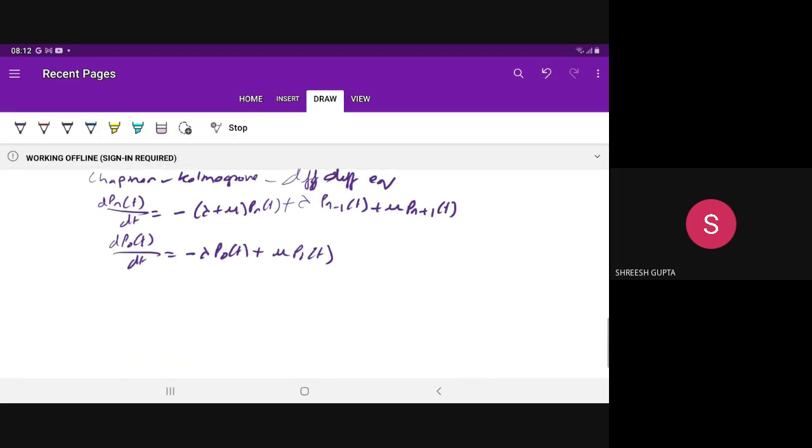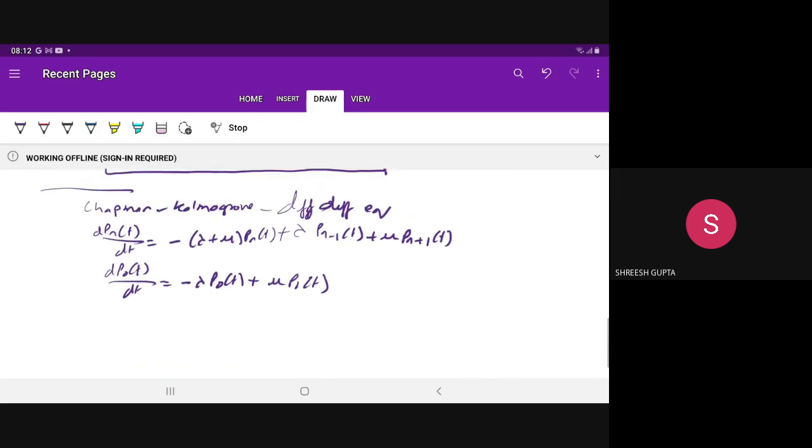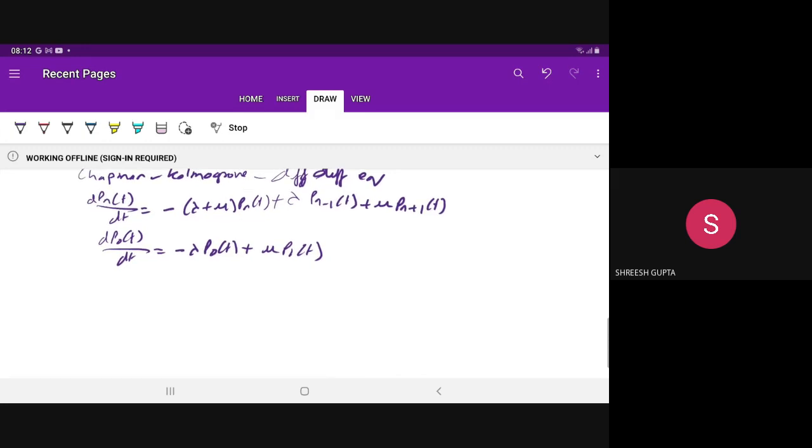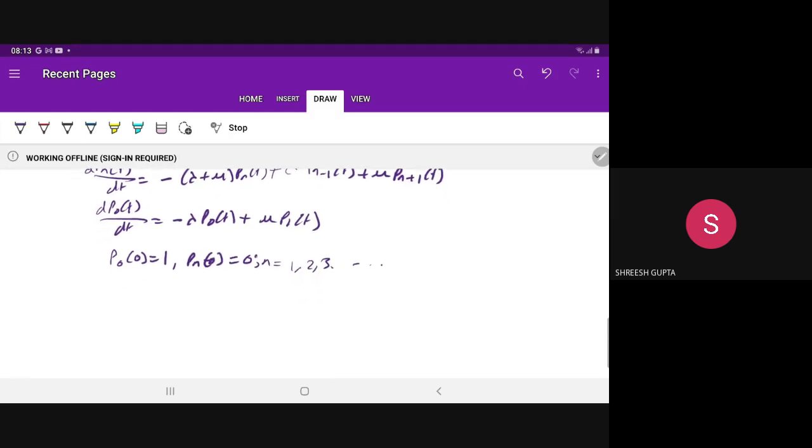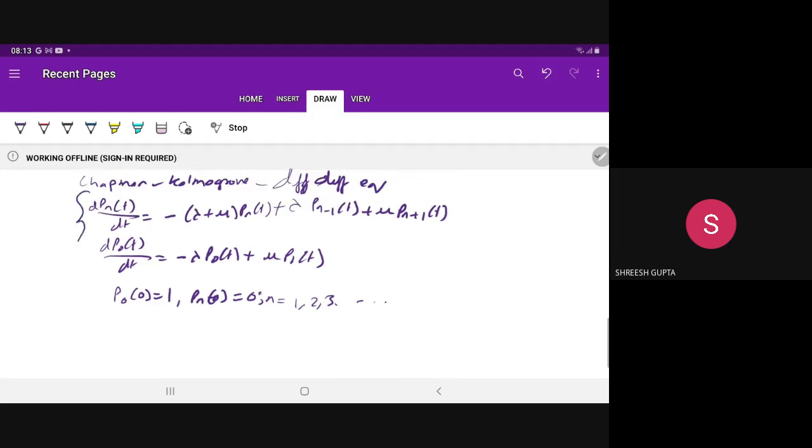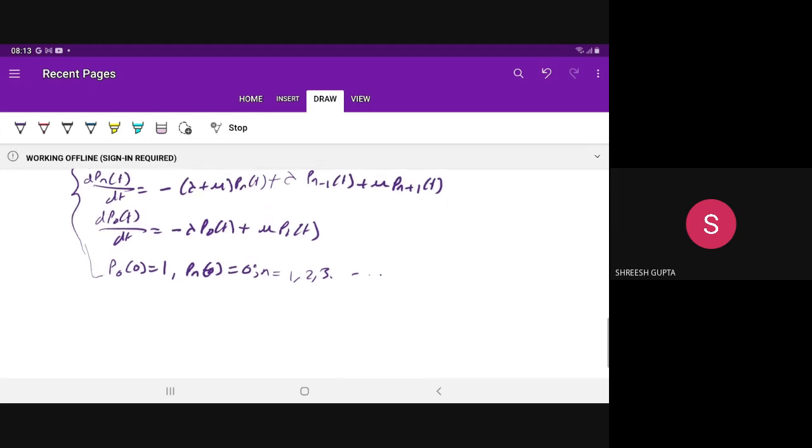And when we are writing the differential equation, there must be the initial condition. So initially we assume that there is zero customer. So P0(0) is equal to 1 and Pn(0) is equal to 0 for n is equal to 1, 2, 3 and so on. It means that in any system, there is no customer at t is equal to 0. So now we have to solve this system of differential difference equations.